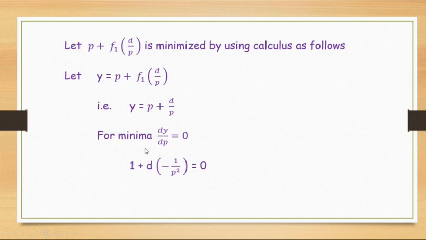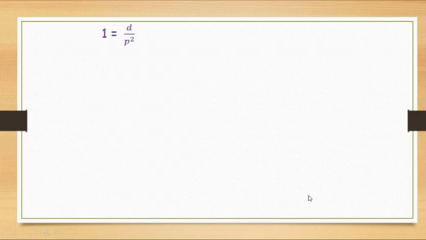For minima, dy/dp = 0. We have to find its derivative. The derivative of p with respect to p is 1, and the derivative of d/p, here d is constant as it is, and the derivative of 1/p is -1/p squared, equals 0. This gives 1 - d/p² = 0. Now we transfer this negative term from LHS to RHS. We get 1 = d/p². Then cross multiply by p², we get p² = d. Obviously p = d raised to half.